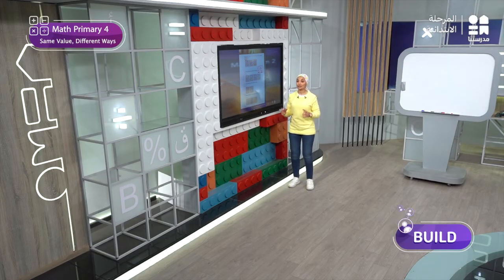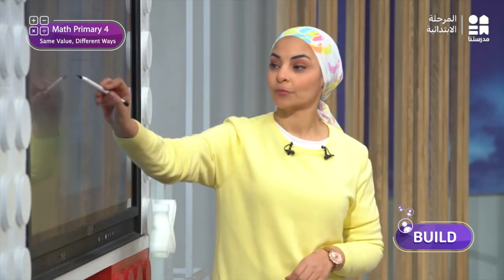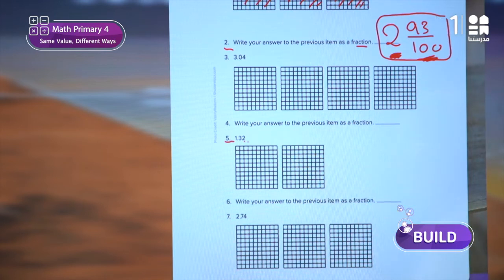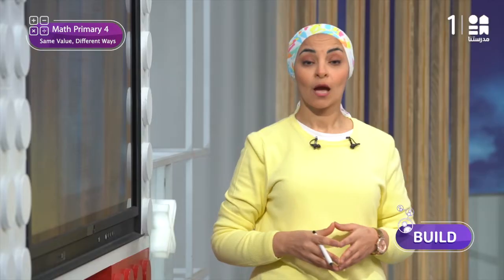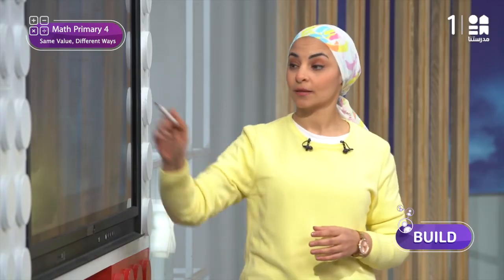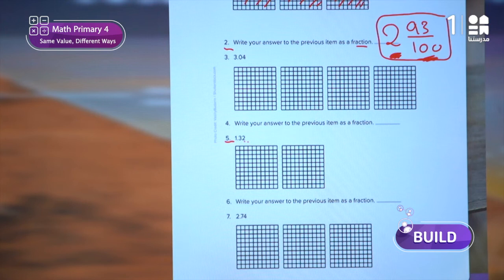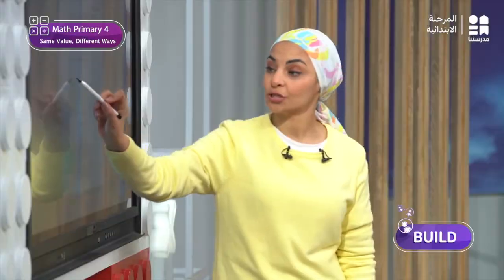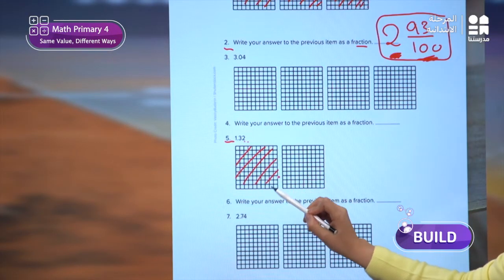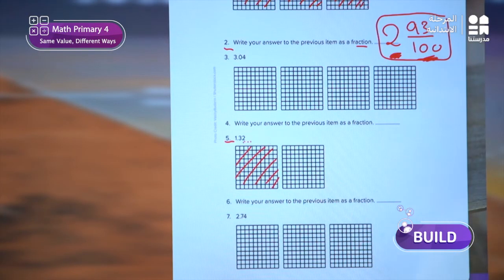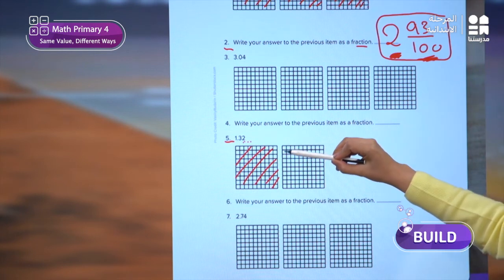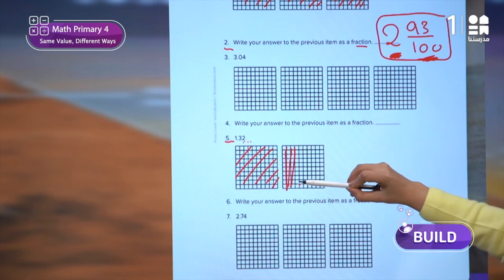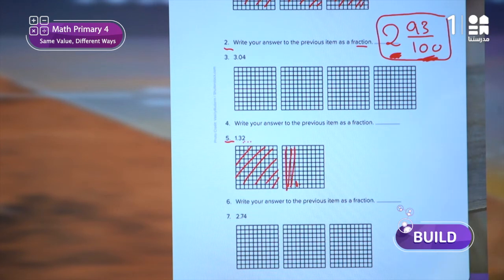And now let's check the answers all together. Here in problem number 5, as you see here, we have 1.32, a 1 and 32 hundredths. We want to shade or represent this by shading. So what will I do? Yes, I have 1, meaning 1 whole square, so I will shade 1 whole square like this. And then I have 32 parts. So I will shade 3 columns and 2 out of 100, right?